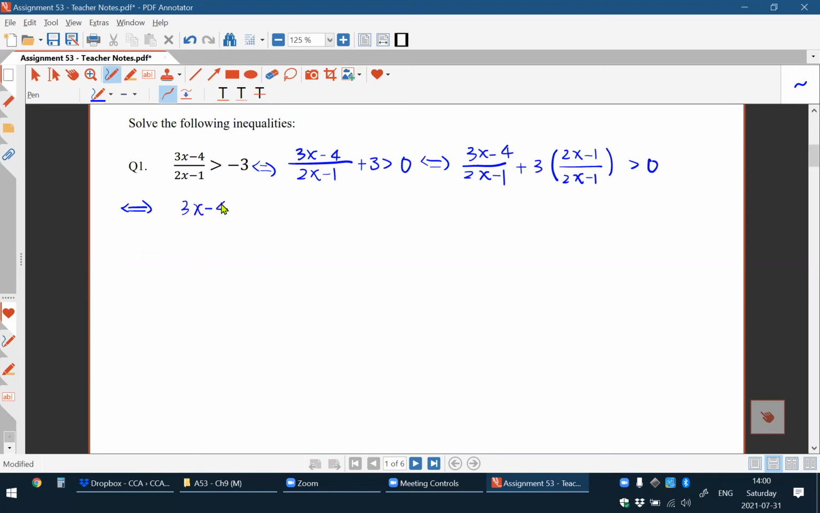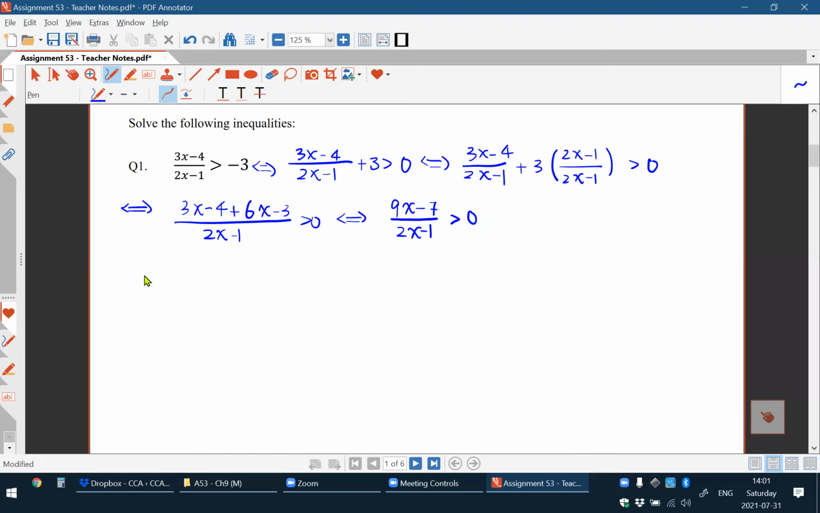And let's combine all the terms of the numerator. And this is equivalent to (9x - 7) divided by (2x - 1) greater than 0, right? So now we have a ratio that is positive.